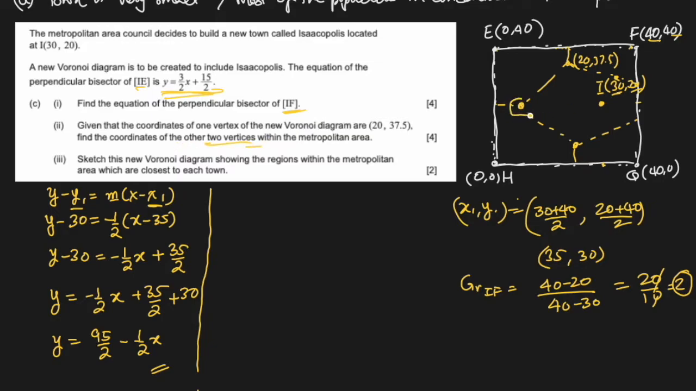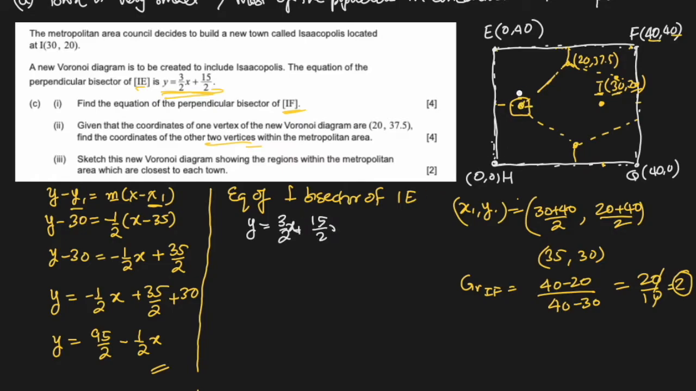So we know that this particular point has a y coordinate of 20. We know this, right? The only challenge is to find the x coordinate. What is the x coordinate of this? But they have given this equation, the perpendicular bisector of IE. I is here, E is here. This is the perpendicular bisector. The equation of this line they have given already. Let me write it: the equation of the perpendicular bisector of IE is y equals 3 over 2 x plus 15 over 2.